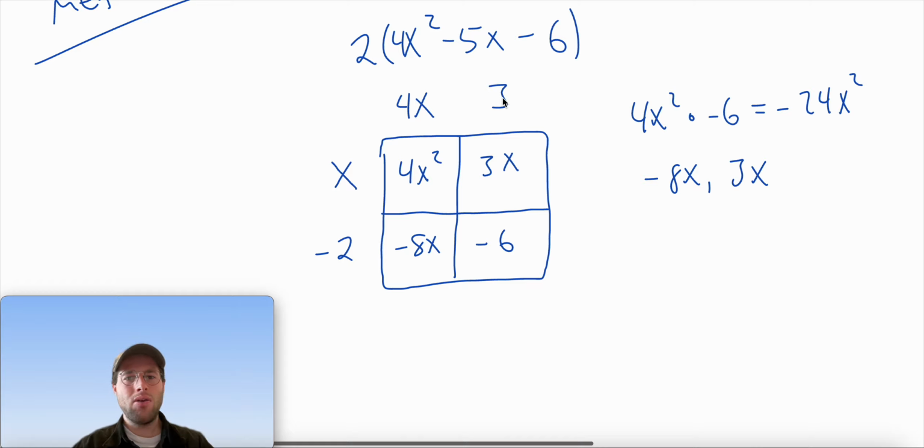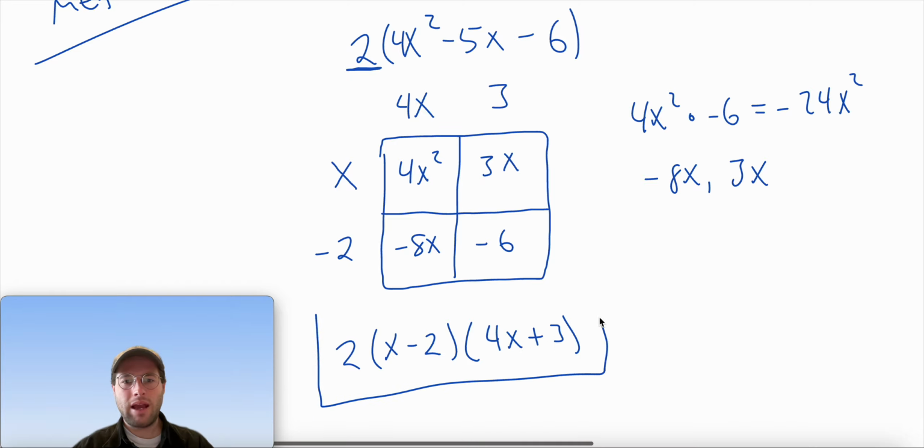All right, so now we've finished up with this part, and we're going to write our answer below. But let's keep in mind this 2 that we originally factored out. So we're going to start with that, and then that's going to be times x minus 2 times 4x plus 3. And that right there will be our final answer.